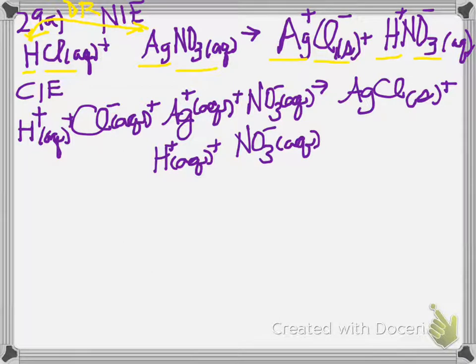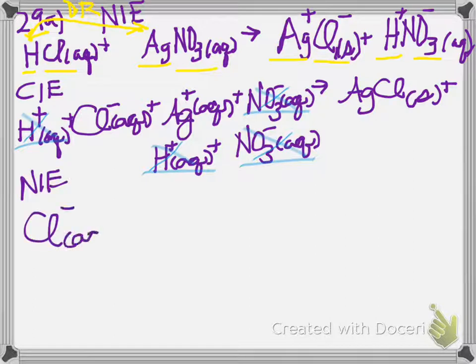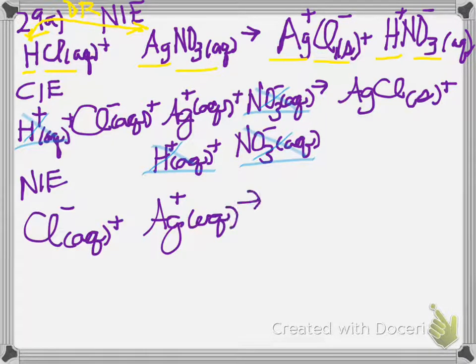I'm looking for my spectator ions: hydrogen ion and nitrate ion. Some of you are probably seeing a pattern. My net ionic equation, that is Cl minus aqueous plus Ag plus aqueous yields my silver chloride solid. So there's my net ionic equation for 29 A.